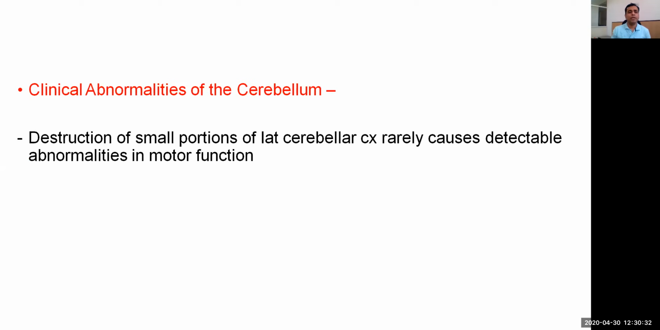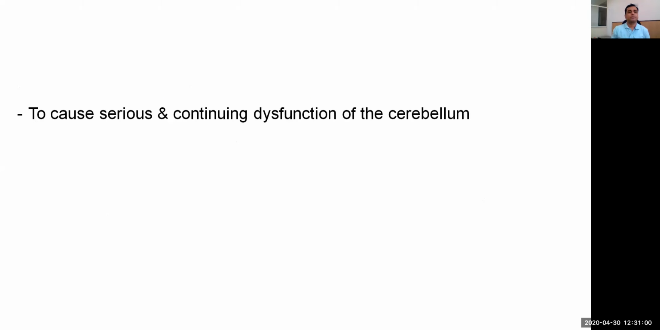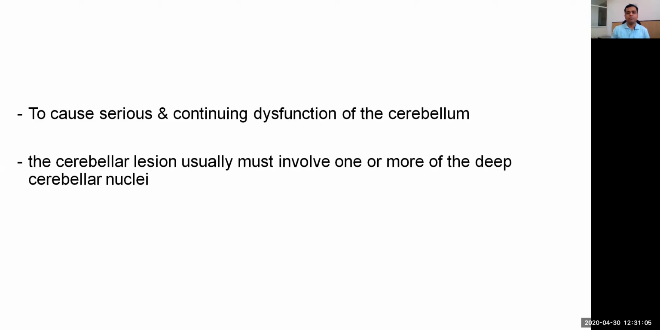After thoroughly going through the various functions of the cerebellum, in case there is any lesion, any abnormality of the cerebellum, what particular kind of clinical features it is going to give rise to, that we need to discuss now. Destruction of a small portion of the lateral cerebellar cortex rarely causes detectable abnormalities in motor function, as remaining portions of the motor control system are capable of compensating. To cause serious and continuing dysfunction of the cerebellum, the cerebellar lesion usually must involve one or more deep cerebellar nuclei.